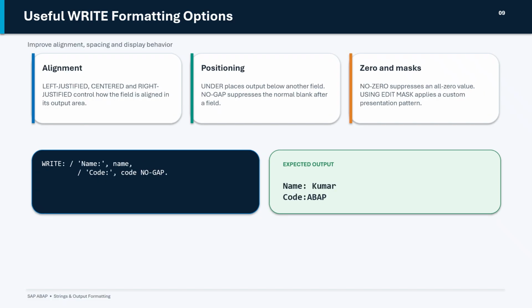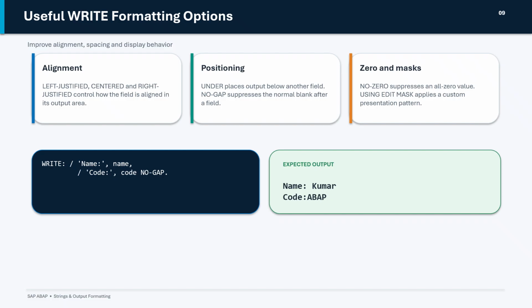Next we'll discuss useful write formatting options. ABAP provides several options to control how data appears in the output. For alignment we can use options such as left justified, center, and right justified, and no gaps, no zero, and using an edit mask also. These are the many formatting options.